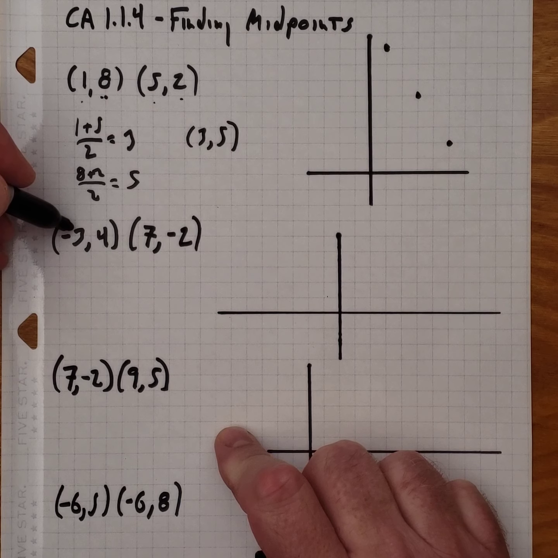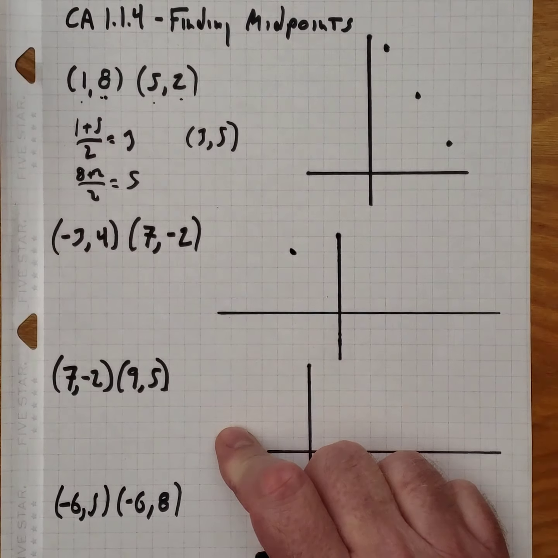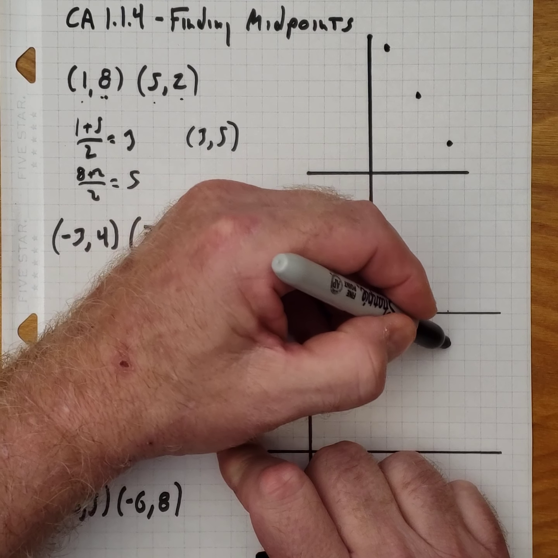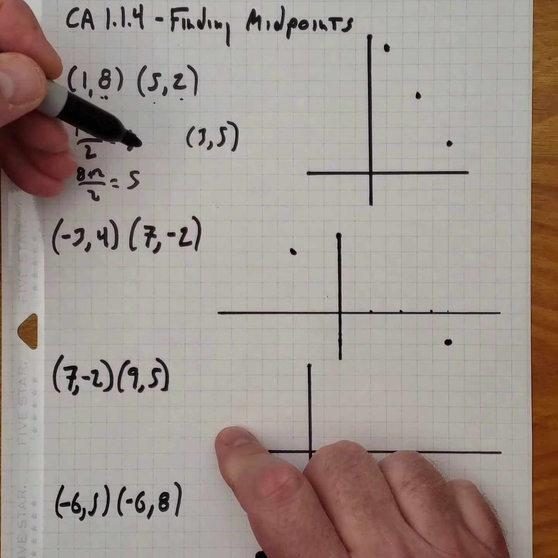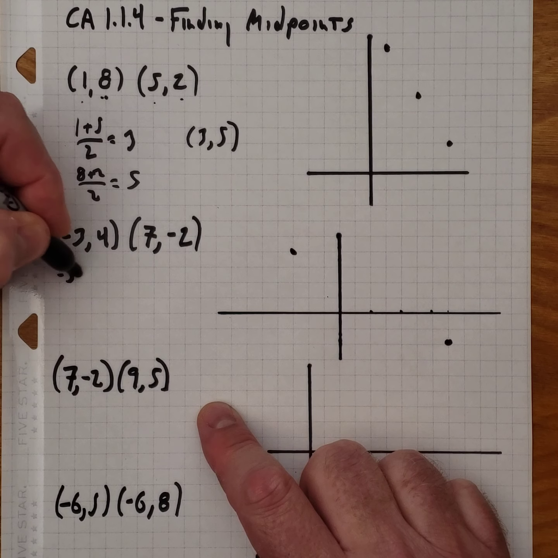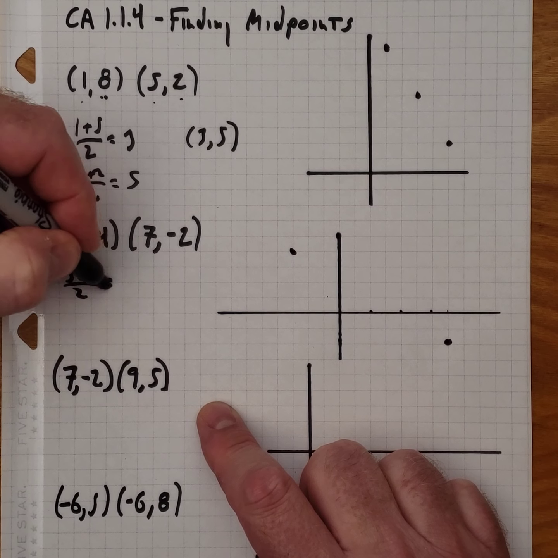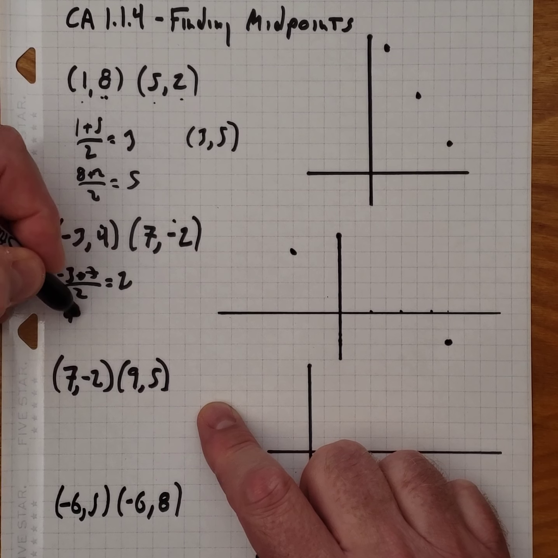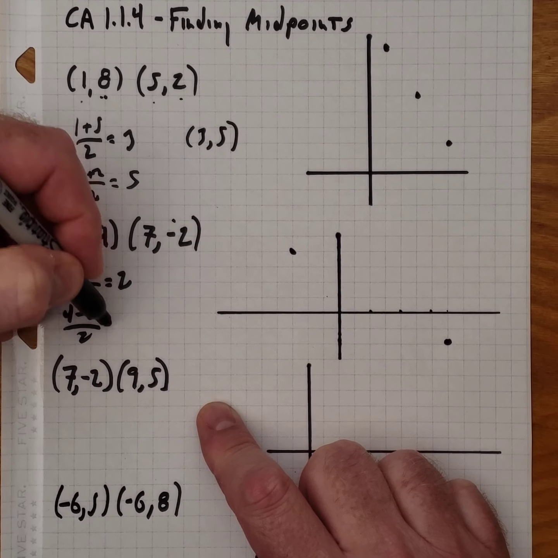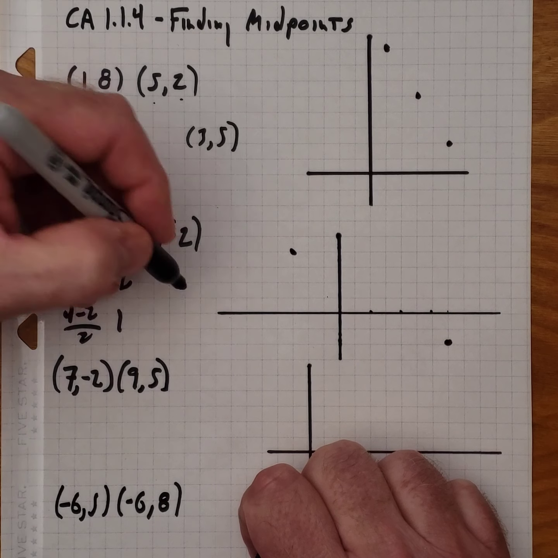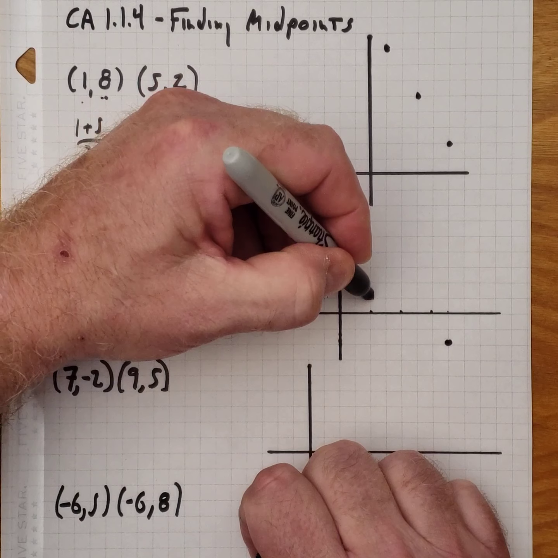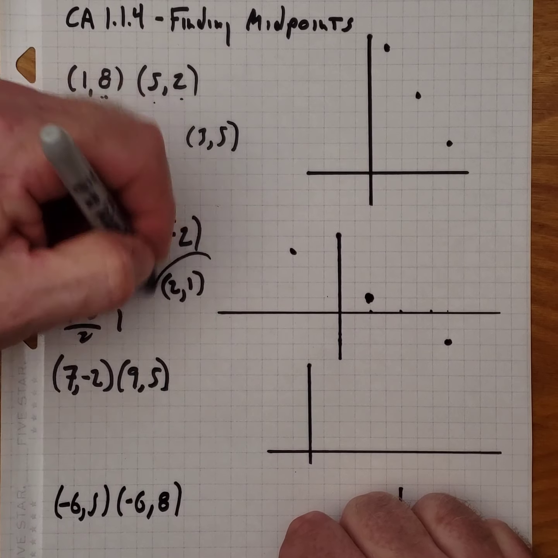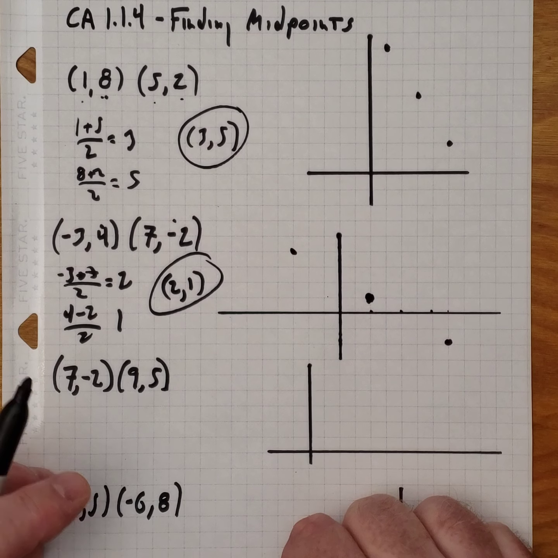So this one here, -3, 4 would be -3, 4 there. And then 7, -2, 1, 2, 3, 4, 5, 6, 7, and down 2. We're looking for something in this area. So -3 plus 7 over 2, that's 4 over 2, which is 2. And then average our y's together. 4 plus -2, or 4 minus 2, is 2 over 2, which is 1. So that gives me the point 2, 1. And that looks like it's exactly halfway between those 2 points. So I am confident in my answer as I was the previous one.